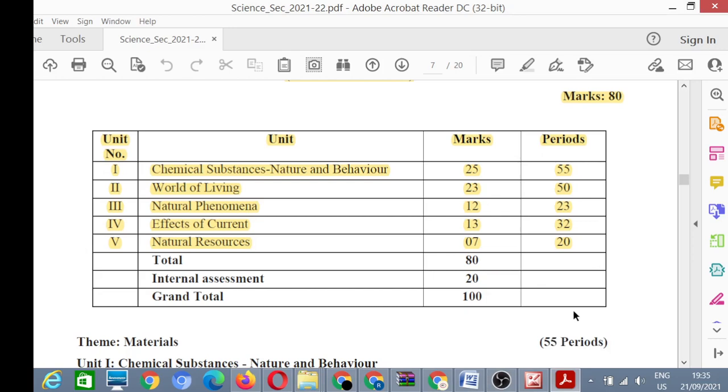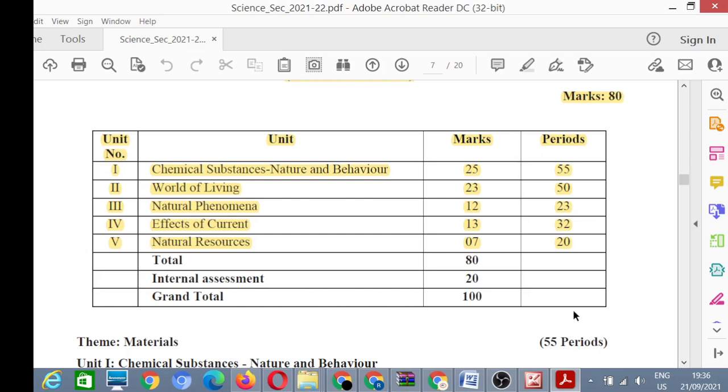In this video, we will discuss the syllabus of the science subject of class 10th. Here there are different types of units. First unit, chemical substances. This unit belongs to chemistry and 25 marks have been allocated to this unit. Then the second unit is world of living, 23 marks.